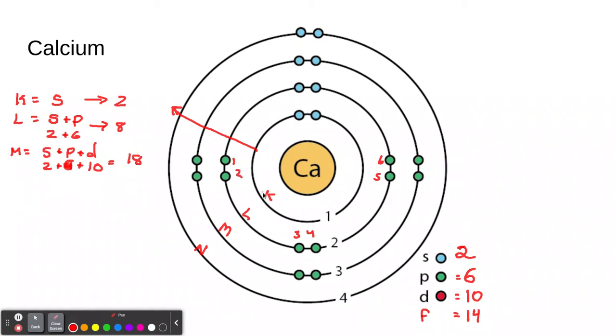So when we're talking about non-transition metals, they follow this rule that the electrons in the subshells of the highest energy level will be the valence electrons. So calcium's valence electrons are 2, because there's 2.